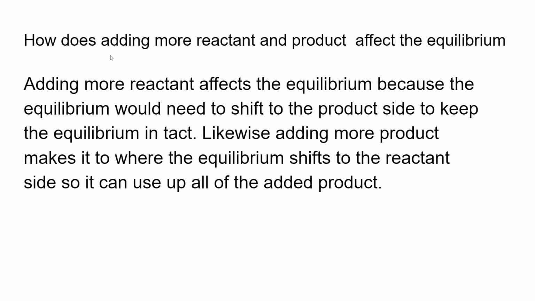How does adding more reactants and products affect the equilibrium? Adding more reactants affects the equilibrium because the equilibrium would need to shift to the product side to keep the equilibrium intact. In that example we used before, if we added more Na, we would need to shift to the product side so that we could use up the Na. And likewise, adding more product makes the equilibrium shift to the reactant side so it can use up all the added product. To use that example again, if we added NaCl, it would shift to the reactant side so we can use up all the NaCl that we added.